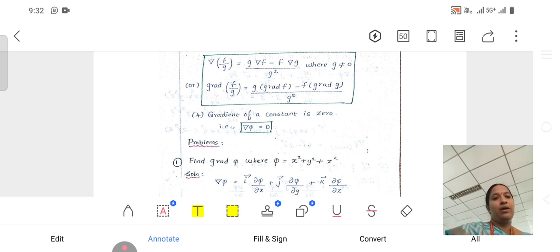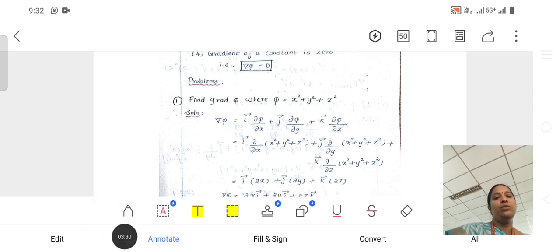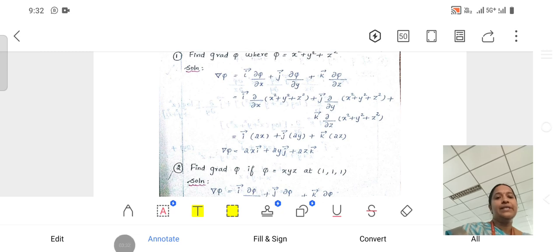Next, we discuss the problems. Find grad phi. Here, phi is given by x square plus y square plus z square. First, write the formula for del phi. Del phi is equal to i vector into dou phi by dou x plus j vector into dou phi by dou y plus k vector into dou phi by dou z. Here, phi is replaced by x square plus y square plus z square.